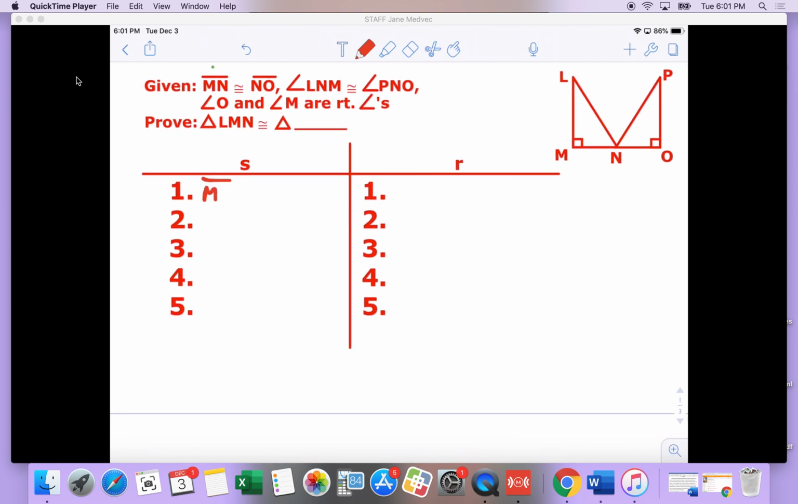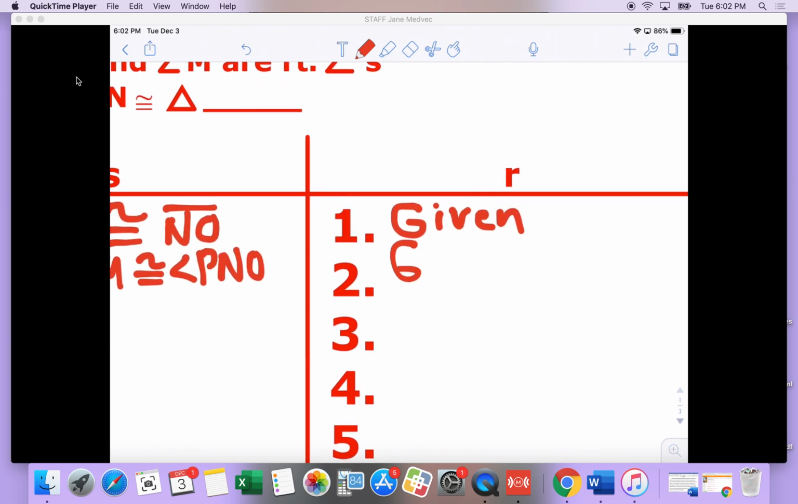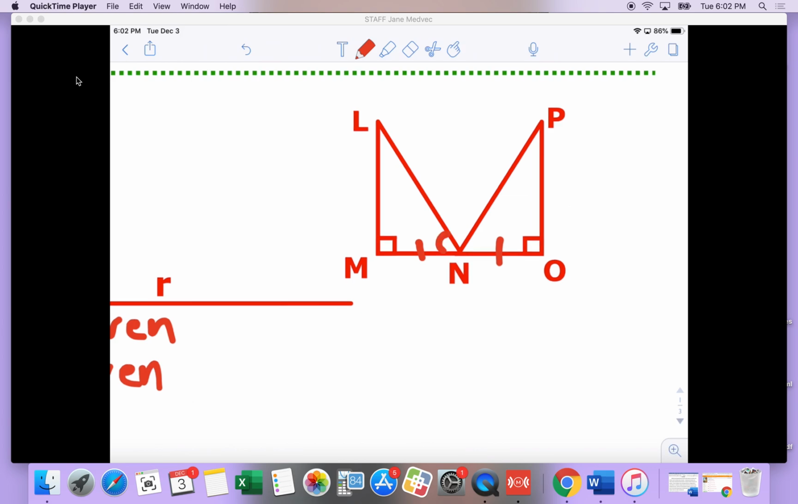Line segment MN is congruent to line segment NO. I'm going to go given. And then I'm going to mark up my picture. I've got two more. Angle LNM is congruent to angle PNO, and that's also given. And I'm going to mark that up. So I'm going to come over here, and this is congruent to this.